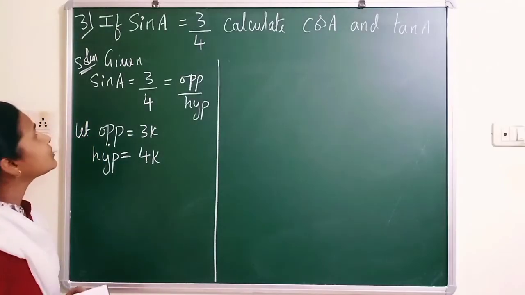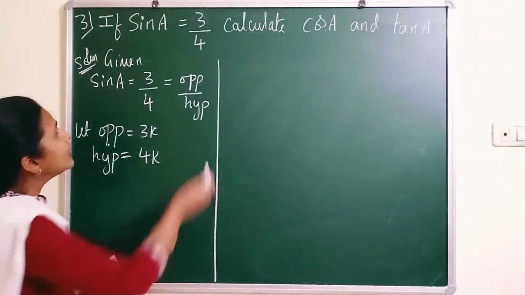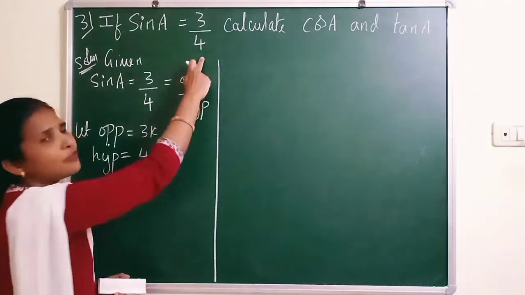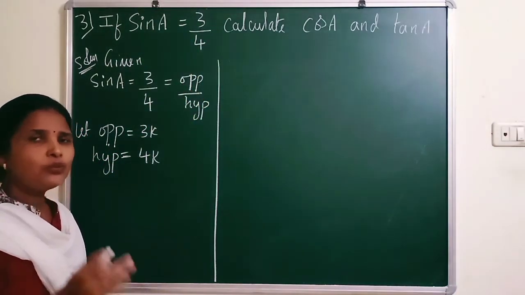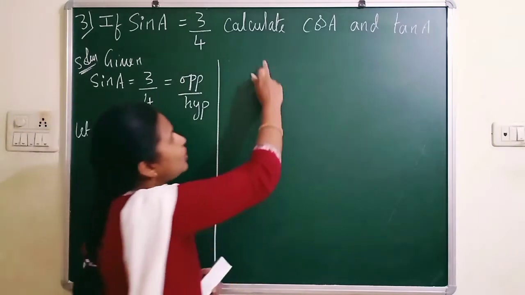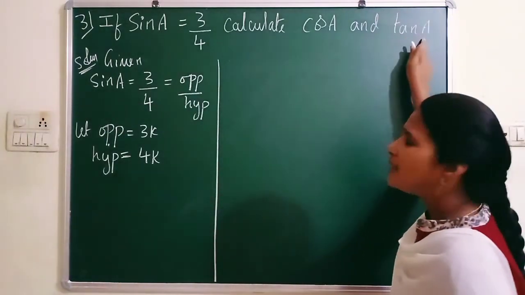The next question is question number 3. Given sin A equal to 3 by 4. Calculate cos A and tan A.